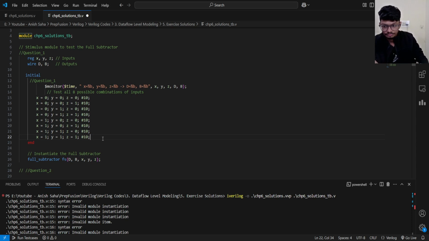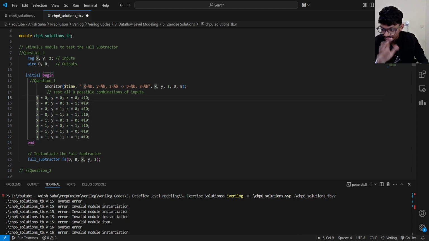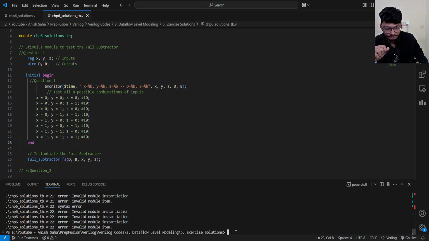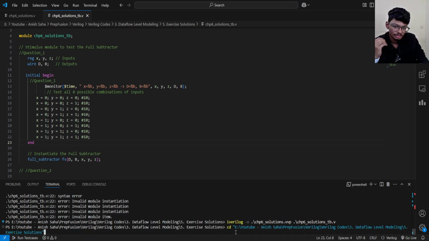Okay, so initial, begin and end. So always, when you do monitor statements, without any assign statement, if you're assigning any value without an assign statement, that needs to be inside the initial statement. It cannot be outside because this is reg, right? That is my mistake. So now if I start iVerilog, it will compile, no problems. Now if I do VVP and the file name, the file name will be chapter 6 solutions VVP.